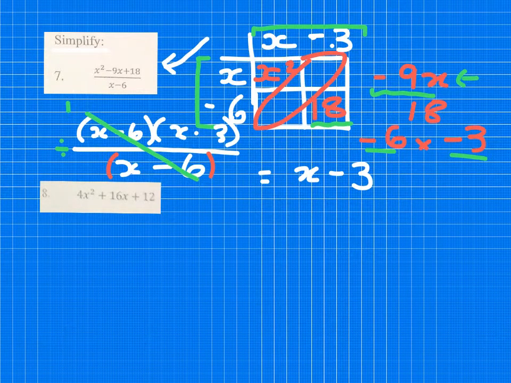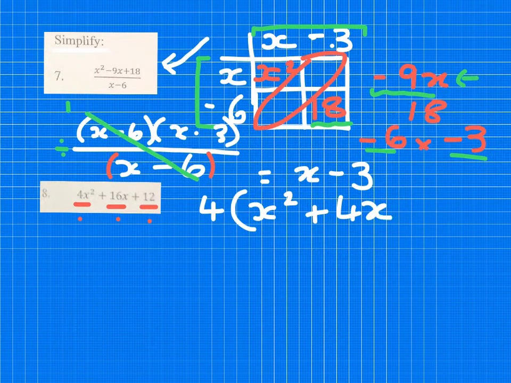In question number 8, we're being asked to factorise. Before we start attempting to factorise this quadratic expression, we need to notice that we have a 4x squared, a 16x, and a 12, and therefore we can take out the highest common factor, because 4 goes into 4, into 16, and also into 12. And so if we take out a factor of 4, we're left with x squared, 4 times 4x makes 16x, and 4 times 3 makes 12. This is not the final answer though.